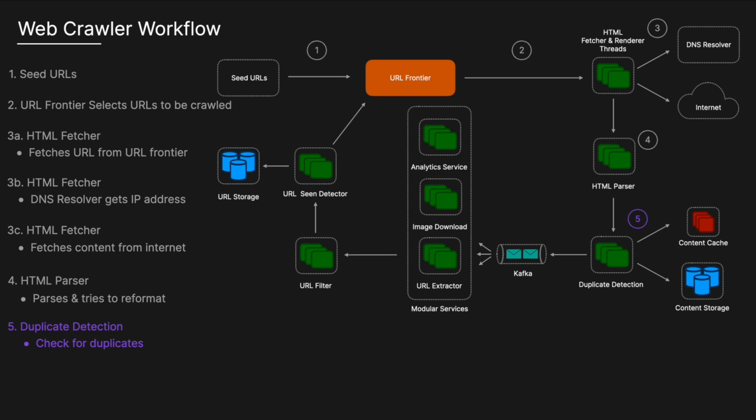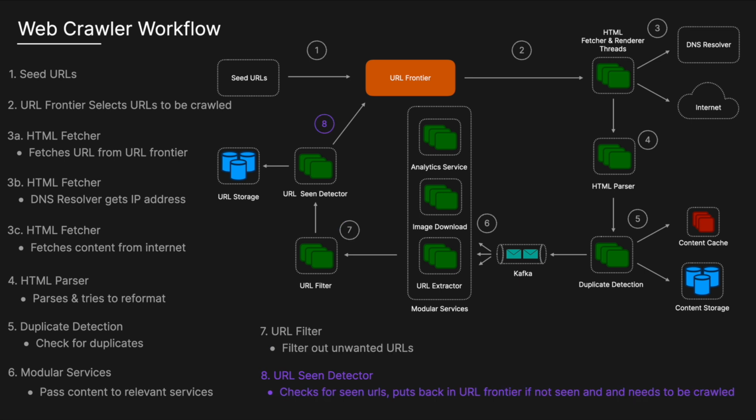And then in the duplicate detection, very simply, we're going to check for duplicates. But here again, remember the mechanism with which we do the detection as well as the caching and content storage is a very important topic to talk about. And then we've also got our modular services, so we can pass content to all the related services. Then we've got the URL filter, for when we want to filter out unwanted URLs. And then we have the URL seen detector, which again checks if we've seen this URL or not. And then if we haven't seen it, we put it on the URL frontier, so it can subsequently be crawled.